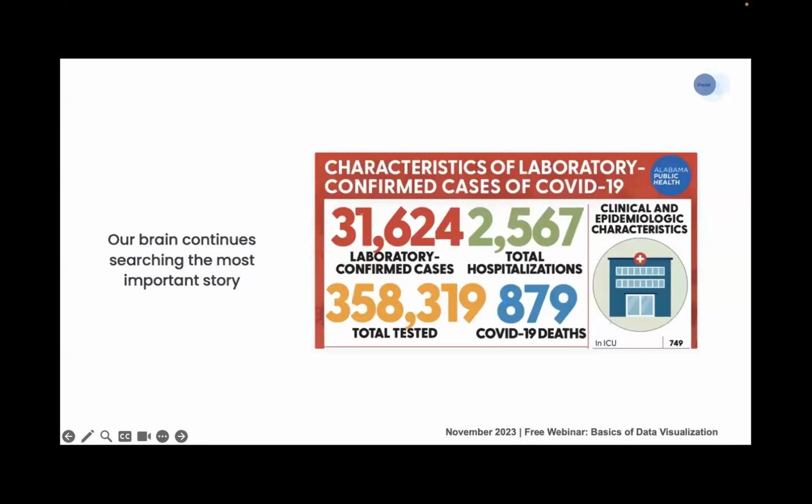Another COVID example. This one is from Alabama Public Health. You can notice that it's very cluttered. For this case, you may reduce the number of fonts, make them smaller, and maybe use less color variation. That would be useful.